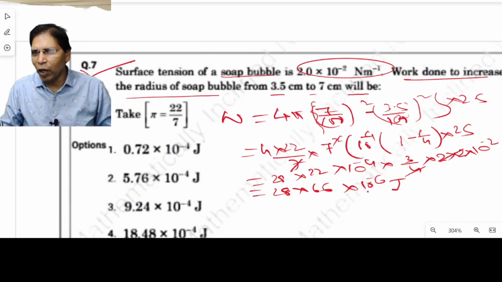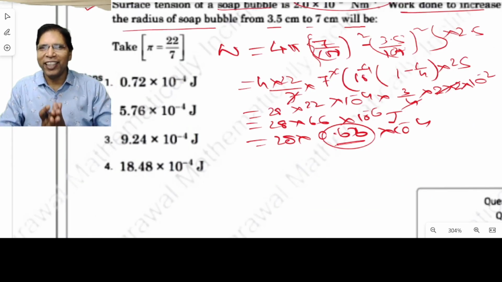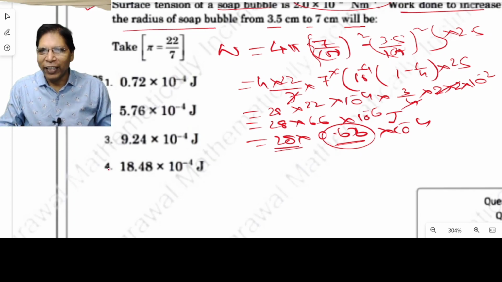Okay. Now look at this. This is 28 into 0.66 into 10 to the power minus 4. Now 0.66 means 2 by 3. Now 2 by 3 into 28 is almost equal to 18. So look at this, option 4 is correct.